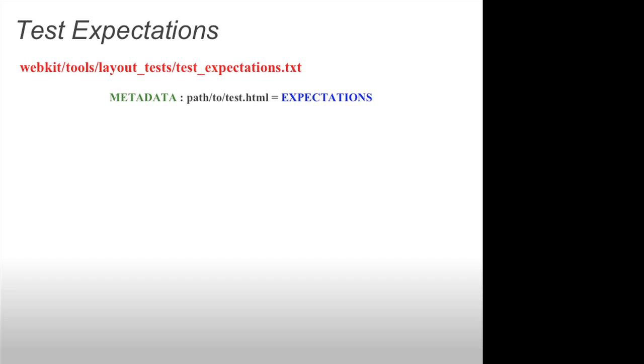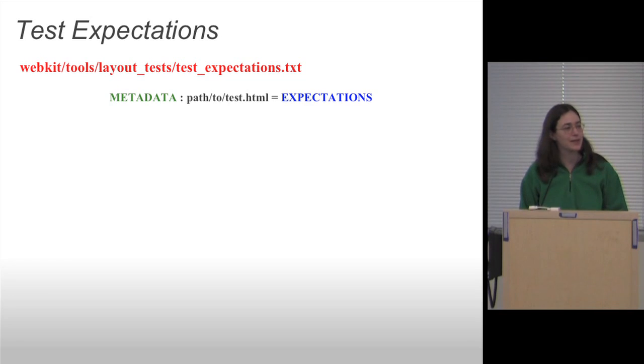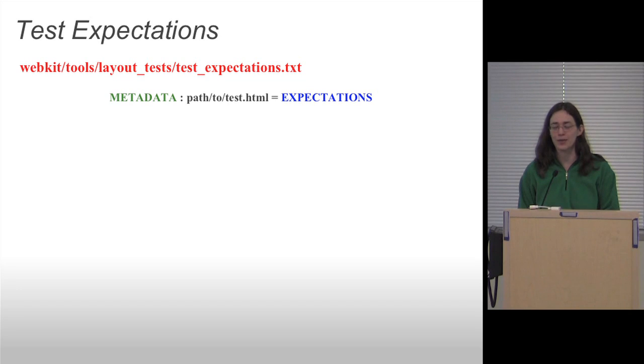So we have this file, test expectations, that contains a list of all the tests that we know are going to fail and why. So we have some metadata. Each test that we know is going to fail has a line like this one. It has some metadata at the beginning, some annotations. It has the path to the test, and it has the expected results, or possibly a list of expected results, by which I mean pass or fail, that kind of thing.